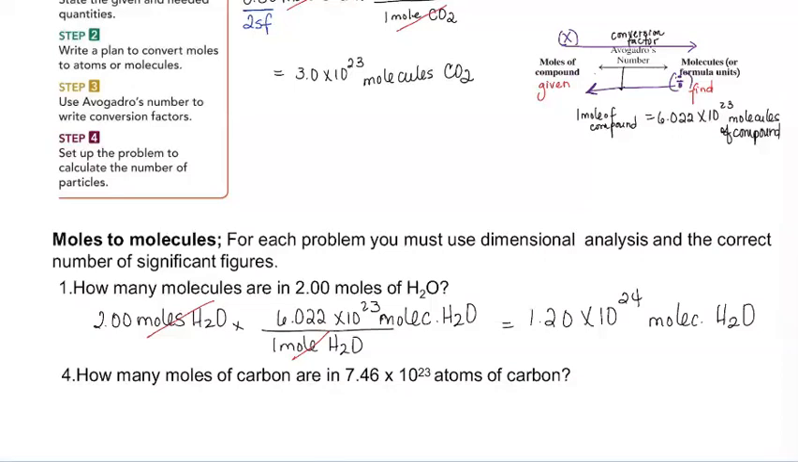Let's do the second problem, in which now we are given 7.46 times 10 to the 23rd atoms of carbon, and we need to find how many moles that is equivalent to. So we're going to write 7.46 times 10 to the 23rd atoms of carbon. And in order to change this to moles, we're going to divide by Avogadro's number.